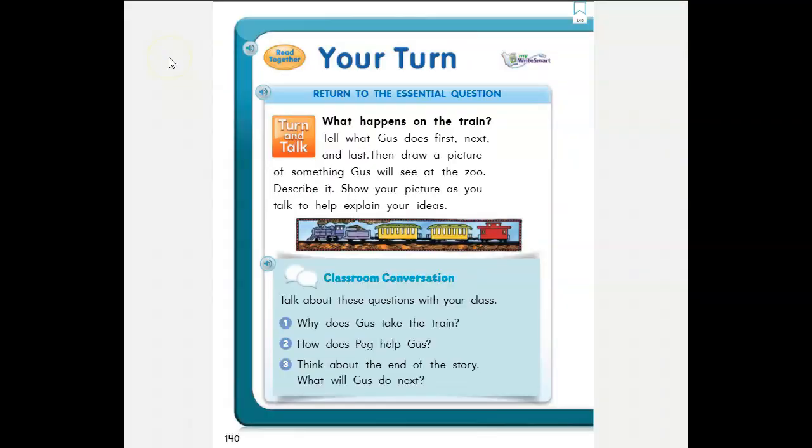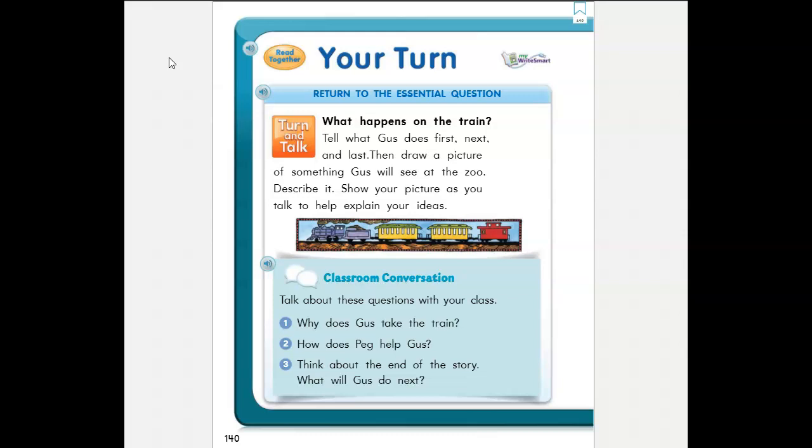Now that we have reread Gus Takes the Train, we are going to be doing an activity together. This activity is called Your Turn. Now, it's going to look a little bit different because we're not in class together, but that's okay. First, it wants us to tell what happens on the train. It wants us to tell what Gus does first, next, and then last. Then it wants us to draw a picture of something Gus will see at the zoo.